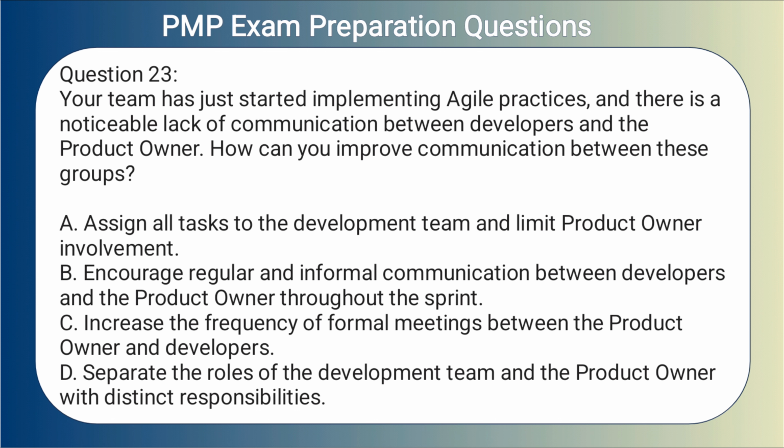A. Assign all tasks to the development team and limit product owner involvement. B. Encourage regular and informal communication between developers and the product owner throughout the sprint. C. Increase the frequency of formal meetings between the product owner and developers. D. Separate the roles of the development team and the product owner with distinct responsibilities.